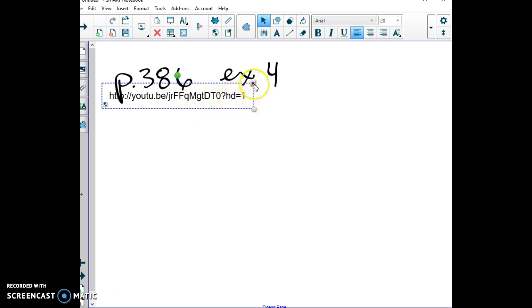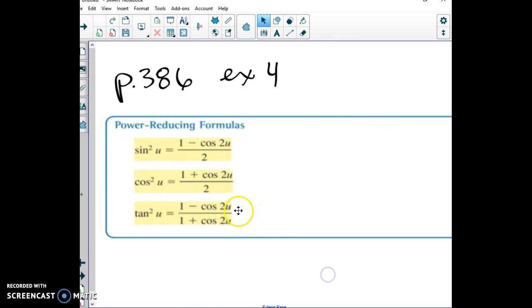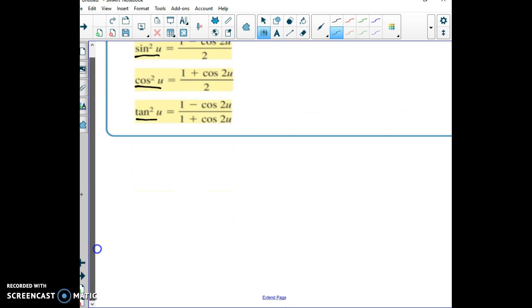Nope, not that. Hang tight. Nice and big for your viewing pleasure. We're back. Top of 386, power reducing formulas. We can see 3 of them there. On the left hand side we can see trig functions raised to a power of 2. Example 4 starts out like this.